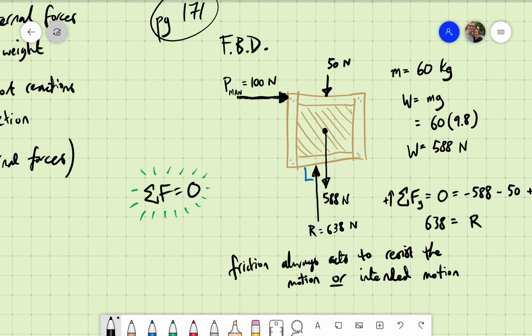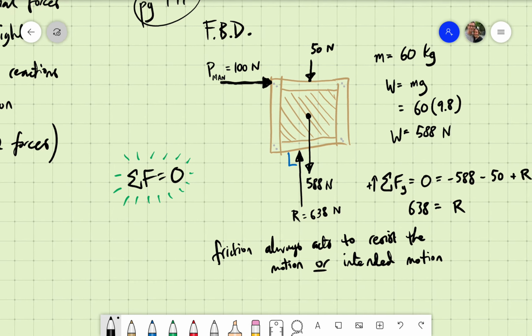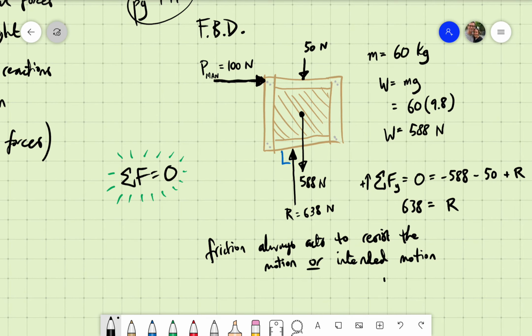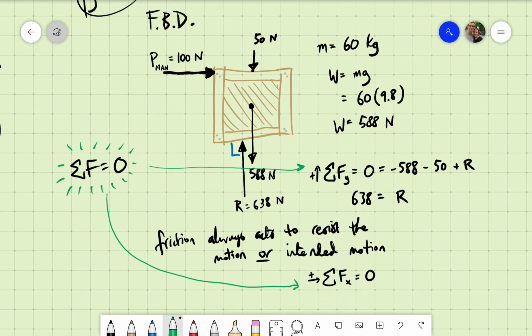Either way, it doesn't matter. As long as there is no acceleration, then the sum of all horizontal forces must be 0. Okay? Remember, that is coming, just like this came from that, this is also coming out of that. Logically, if all forces are 0, then the vertical forces and the horizontal force sums individually must also be 0.